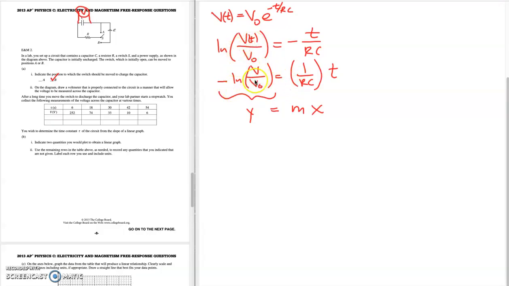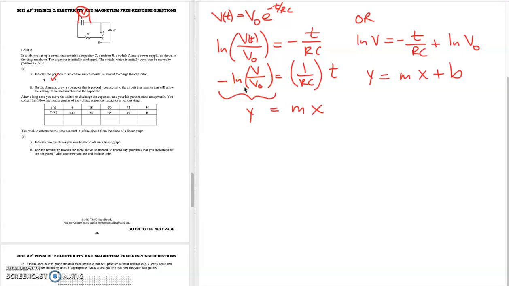Another option, remember the rules of natural logs. If we're dividing the insides, that's the same thing as subtracting the natural logs. So we could have natural log of v equals minus t over RC plus natural log of v naught. So here we would have y equals mx plus b, and we would have a y-intercept. And what I've done is try to remove the y-intercept by grouping the voltages together.